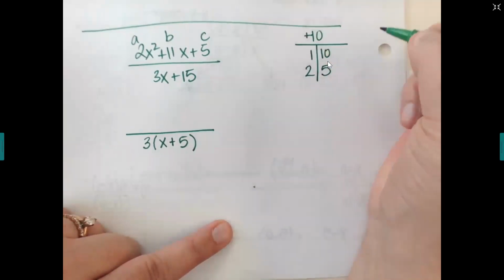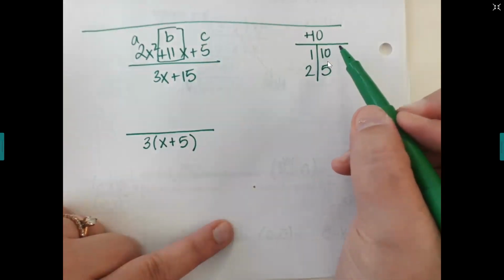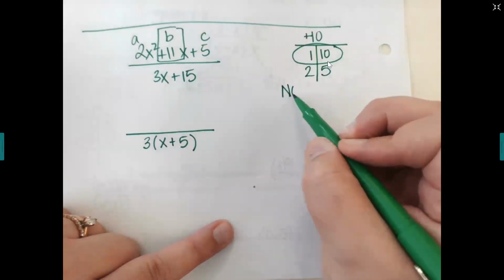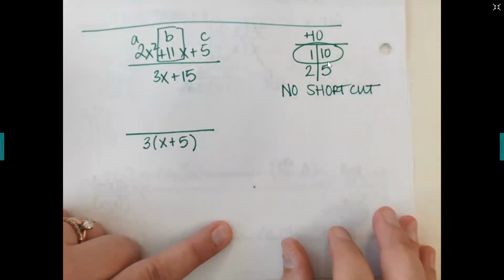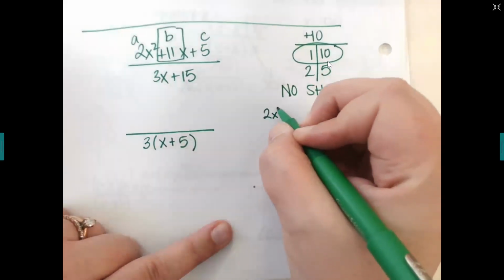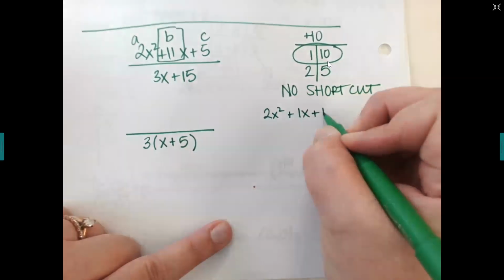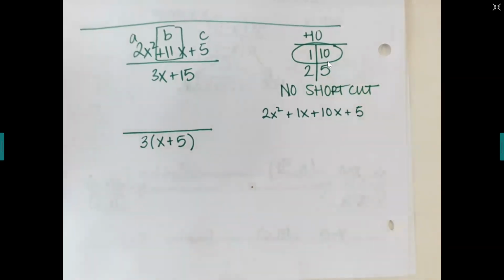Okay, because it's a positive 10, what do I want it to be when I add them up? 11. So I'm picking 1 and 10, but then I'm going to write no shortcut. Why no shortcut? Because it's not an A of 1, it's an A of 2. That means you can't do that little skip to the end. So it'll be a 2x squared plus 1x plus 10x plus 5. And remember, technically, I still have all 11 x's. I'm just breaking it up into a 1x and a 10x. Underline your partners.